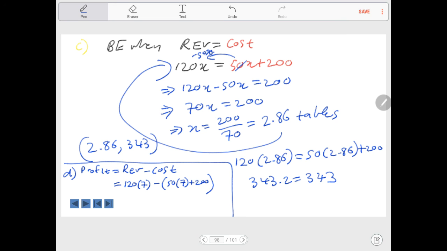Okay, so 7 by 120, 840 I'm getting, minus, okay, 50 by 7 is 350, and 200, 550 I get. And then 840 take 550 is $290. So if Jack constructs and sells 7 tables, he'll make a profit of $290 for the week.